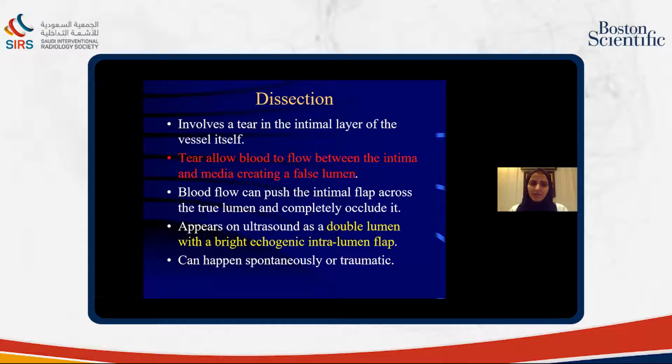Dissection, this is very important also, especially for patients if they had surgery. Dissection involves a tear in the intimal layer of the vessels. The tear allows blood to flow between the intima and media, creating a false lumen. Blood flow can push the intimal flap across the true lumen and completely occlude it. It appears on ultrasound as a double lumen with a bright echogenic intimal flap. Can happen spontaneously or traumatically.